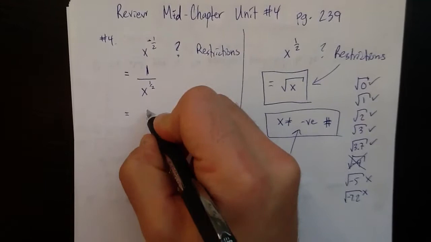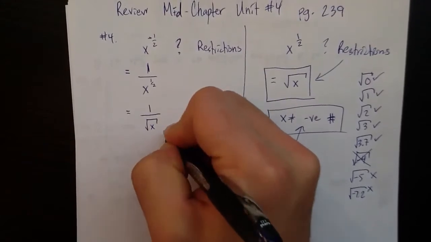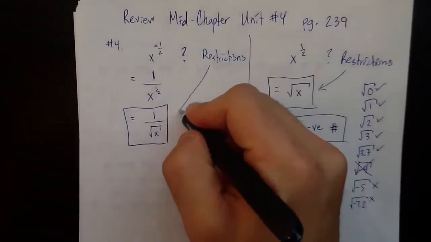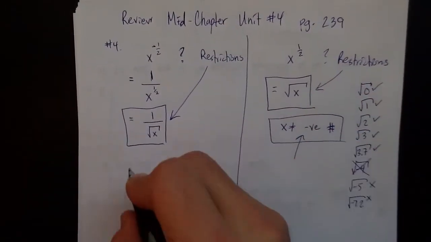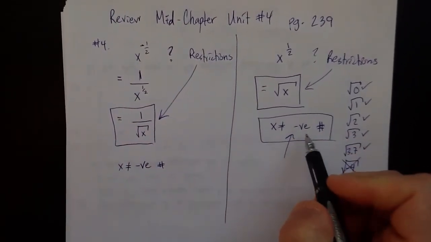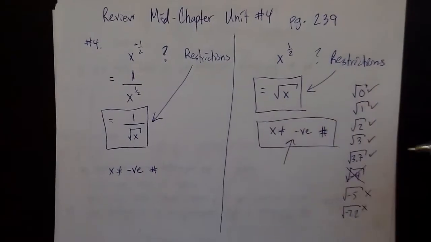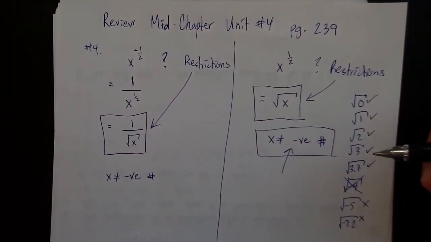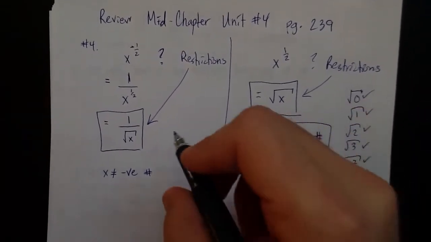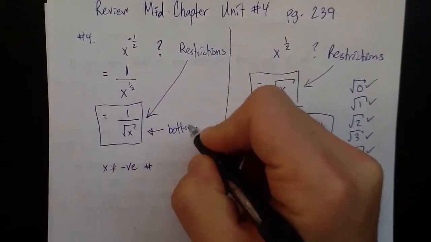And then if you continue this, it is 1 over, and x to the power of a half on the bottom means the square root of x. So this is what that means. Now what are the restrictions over here? Well, again, obviously, x cannot equal negative numbers, the same rule as over here, because if you take the square root of a negative number, it doesn't make sense. However, there is also another restriction, because we also know that this is on the bottom of a fraction. It's the denominator.